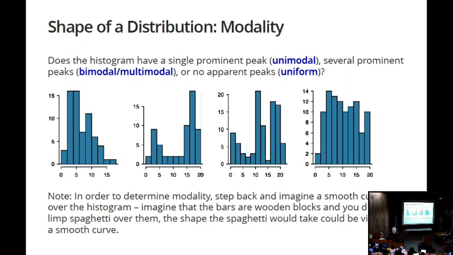All right, shapes. We've got language to describe this. Does the histogram have a single prominent peak, several prominent peaks, or no apparent peaks? So these are unimodal, bimodal, multimodal, and uniform distributions. You may have heard the phrase bimodal used before. If you haven't, you'll definitely hear it, in reference to the distribution of grades in a course. The ideal, what we all strive for, is a unimodal distribution, a bell curve. You've all heard of bell curves, right?